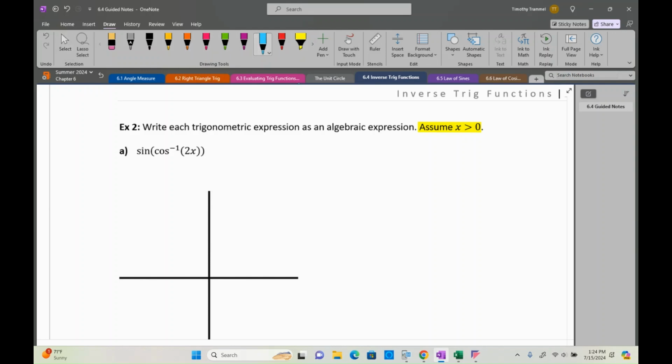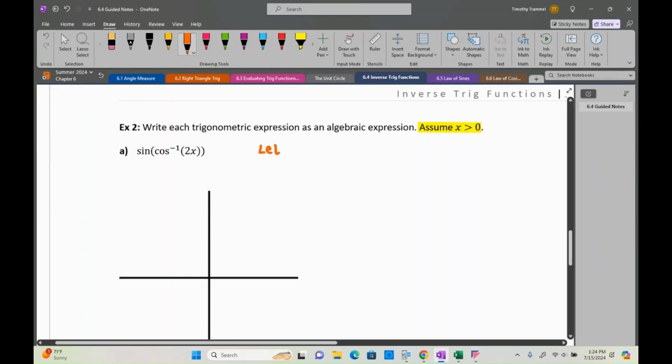So I'm going to have us start off the same way. Again, we'll go ahead and say let cosine inverse of 2x equal theta. Because, right, cosine inverse is going to give us some angle. Now, it's going to give us some angle in between 0 and pi. That's all cosine inverse can do.